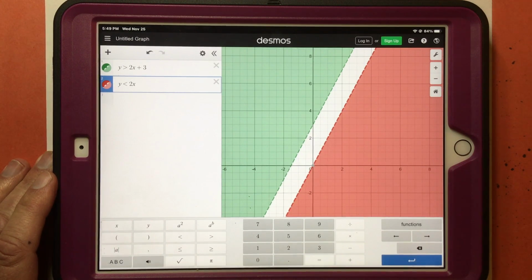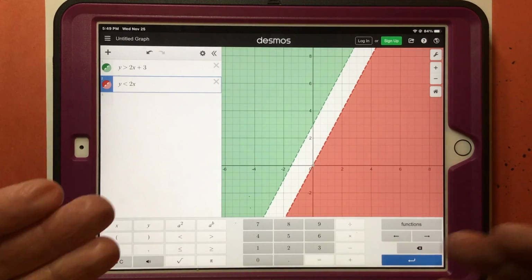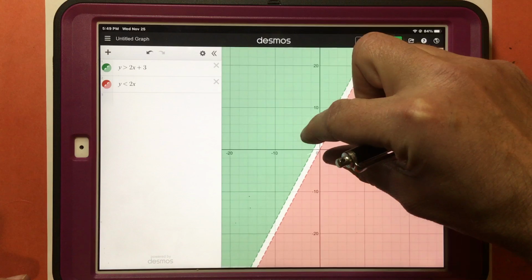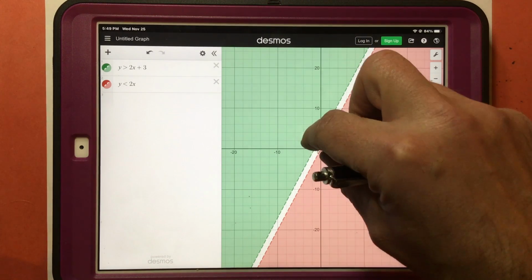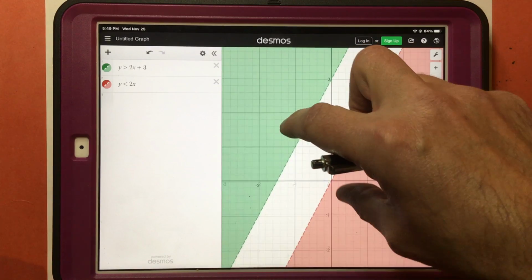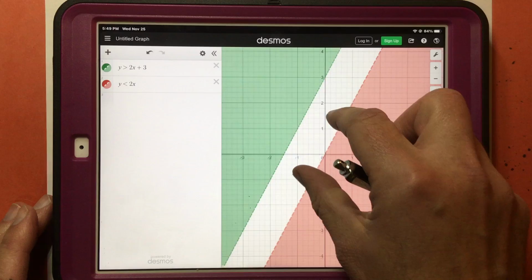So they're parallel. And then I get into, do I shade above or below it? This is where there's no overlap. I can zoom way far out and it gets smaller, but it's still that space right there. So that space between them, there's no overlap.